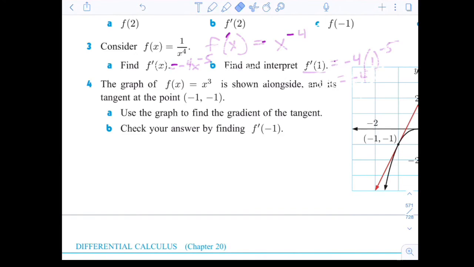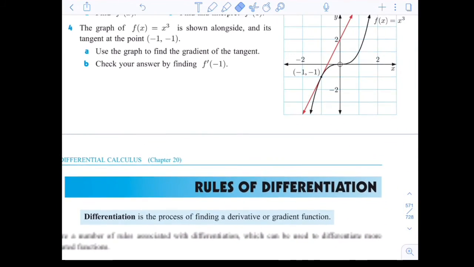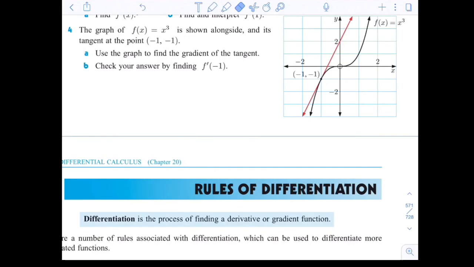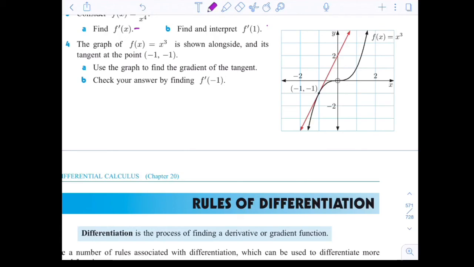And as we look at the last one here, this one says the graph of this is shown over here on the right. So that's x cubed over there on the right. Its tangent at negative 1, negative 1 is on our graph. So I see that one over there on the right. That's the red graph. It says use the graph to find the gradient of the tangent. So we choose two spots on the graph. So let's suppose I choose here at 0 and 2. And I can choose the point at negative 1 and 1. I don't have to write it, it's already there.